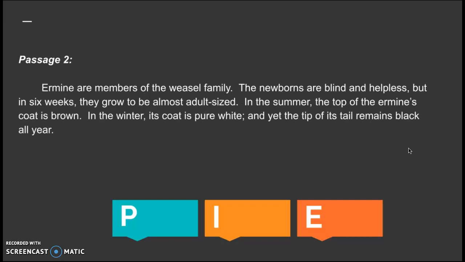All right, now we're going to do the same thing with passage 2. Ermine are members of the weasel family. The newborns are blind and helpless, but in 6 weeks they grow to be almost adult-sized. In the summer, the top of the ermine's coat is brown. In the winter, the coat is pure white, and yet the tip of its tail remains black all year. Go ahead and think about this. Is this persuasive writing, informational writing, or entertainment writing?